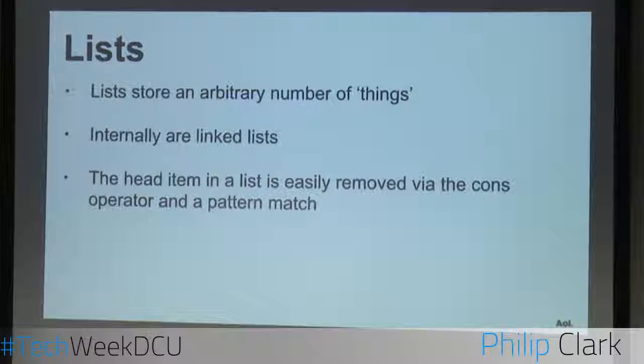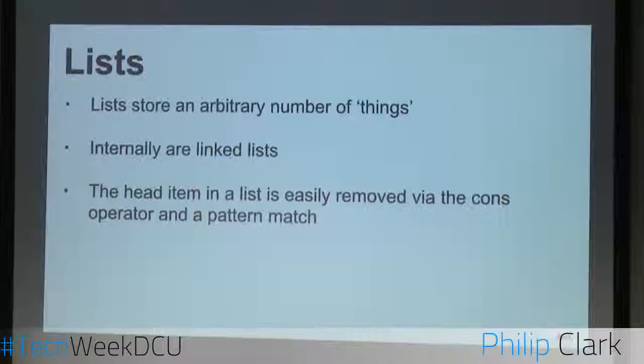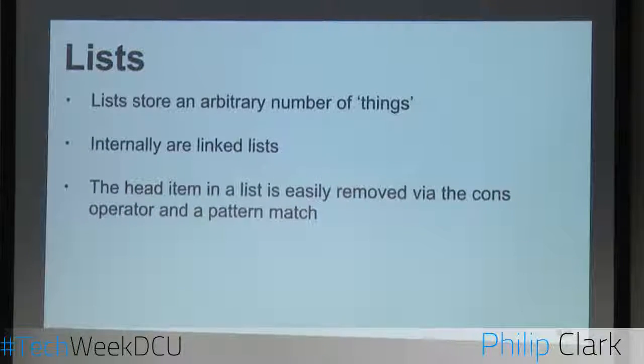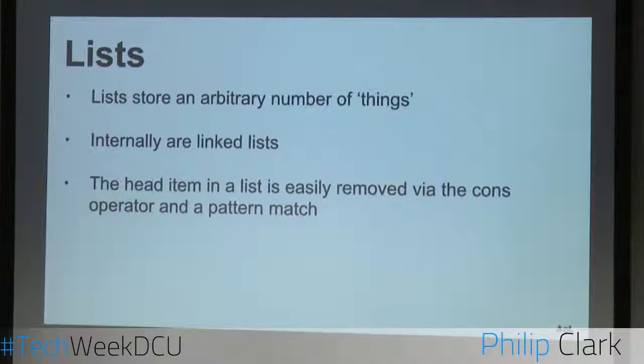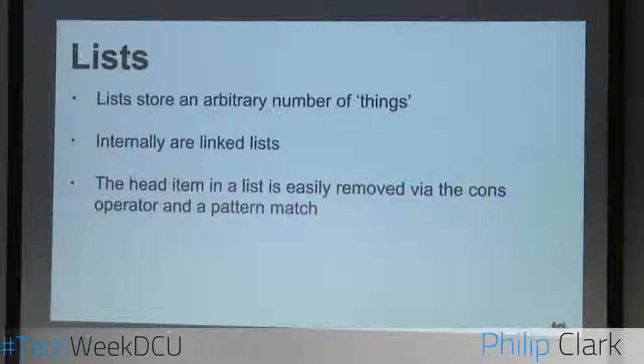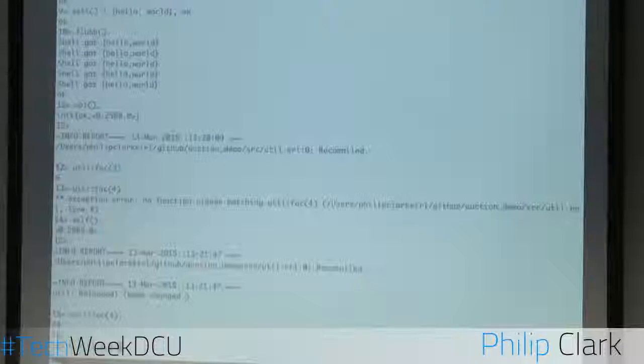Internally, they're represented as linked lists, so we can't index very efficiently into a random part of the list. But what we can do is easily and efficiently remove the first item in a list. So quite often we use that to traverse a list. We write functions, and each time that a function recurses on itself, we take the first parameter off the list. So let's see what that is going to look like.